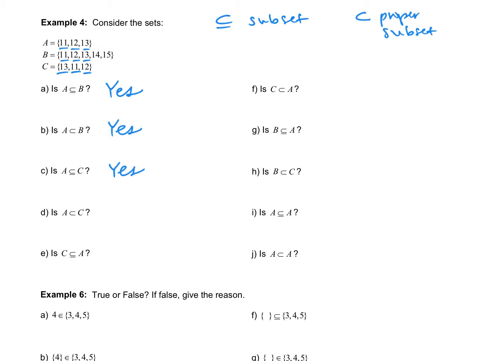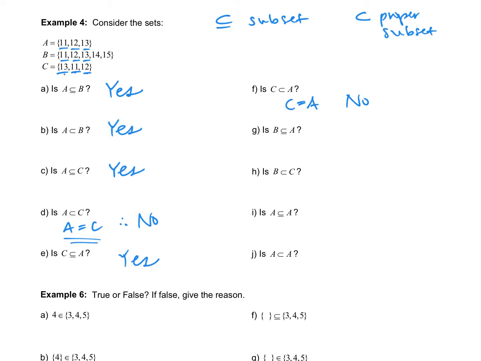Now, is A a proper subset of C? Well, I noticed that A equals C. Therefore, no. A is not a proper subset of C. Is C a subset of A? Well, are all the elements here? 11, 12, yep, that looks good. No problem. Is C a proper subset of A? Nope. C is equal to A for the same reason. This was a no, this is a no.